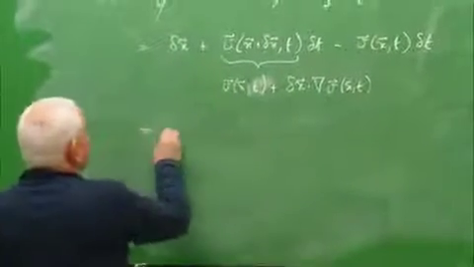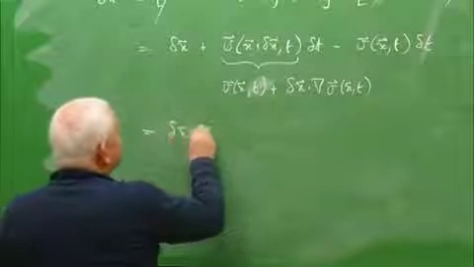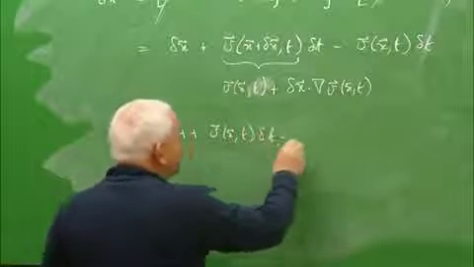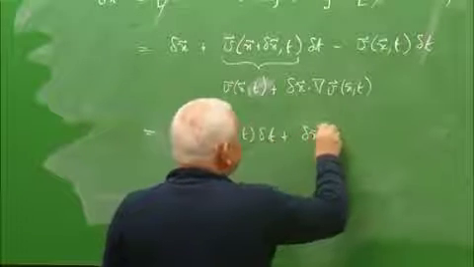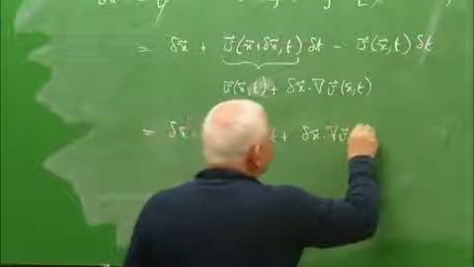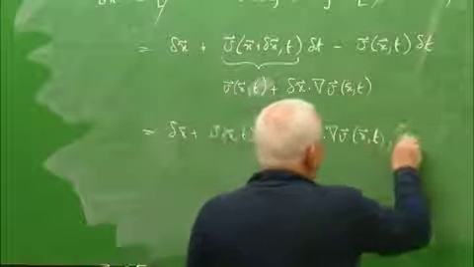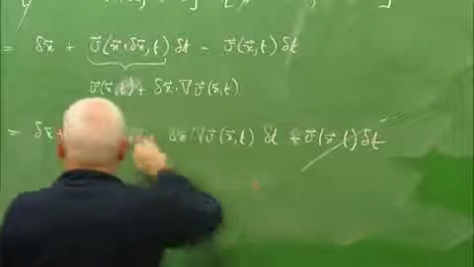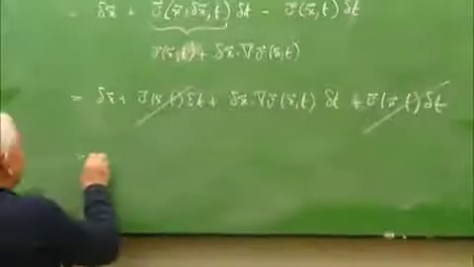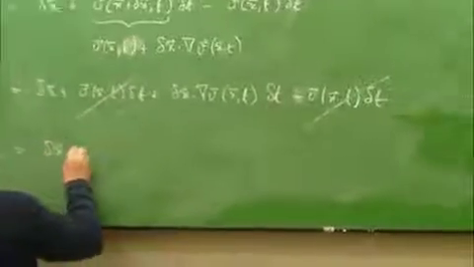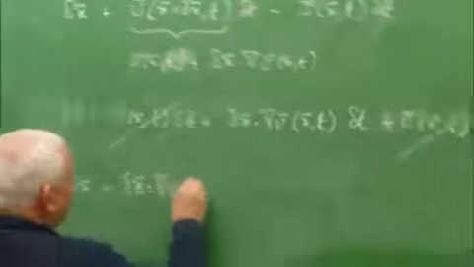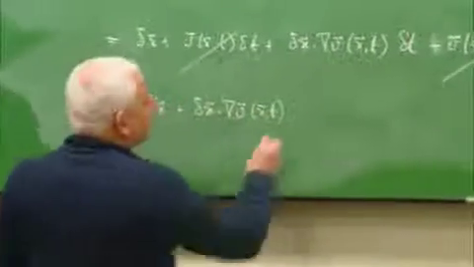And when I substitute it into the expression, I get delta x plus v of x, t delta t plus delta x dotted with lambda v at x and t delta t minus v at x and t delta t. That goes with that, and I'm left with delta x plus delta x dotted with lambda and v evaluated at x and t, delta t.